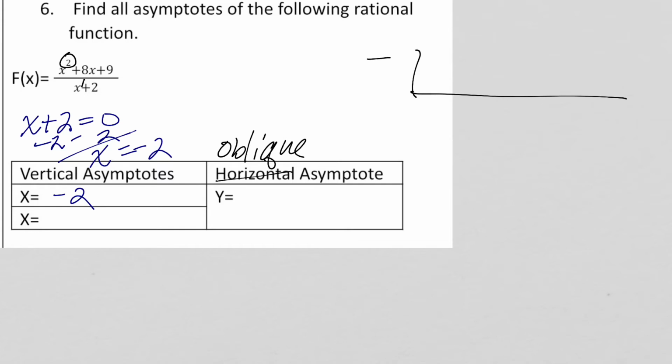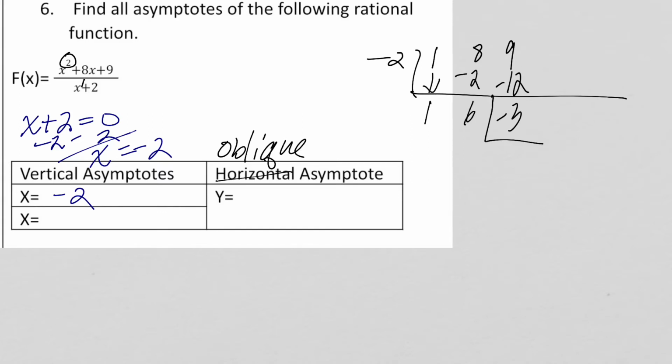On the outside is going to be -2 because I have to make x plus 2 equal to 0 and solve it. On the inside, let's put our coefficients. The coefficient for x squared is 1, then 8, and then 9. Let's start our process. Bring down the 1, multiply, add, multiply, and add.